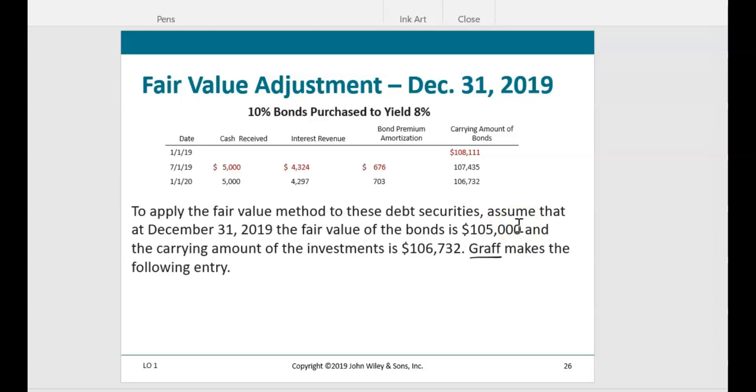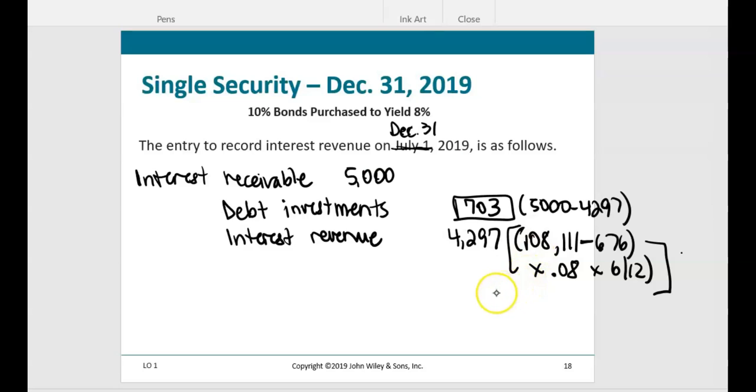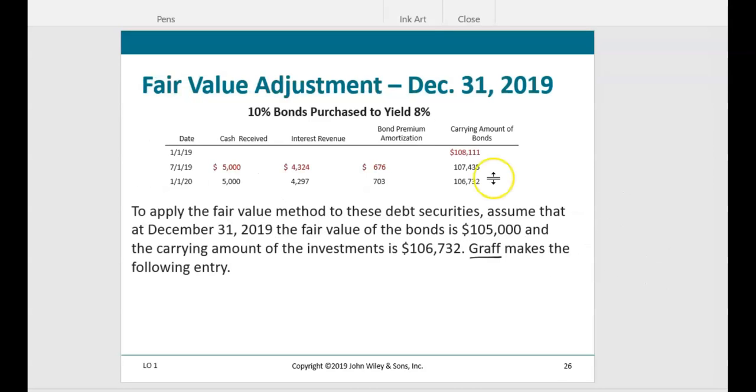Remember, we came up with the amount, the amortized cost would be 108,111,676, and then subtract out an additional 703. We see what that gives us here. That's going to give us an amortized cost on 12/31, and as we can see here on 1/1, an amortized cost of 106,732. The fair value, and you might be wondering why that's different, well, based on what market interest rates have done. This is simply amortized cost based on the market versus stated rates on the date that the debt investment was purchased. This is the fair value if that bond were to be sold out in the market today.